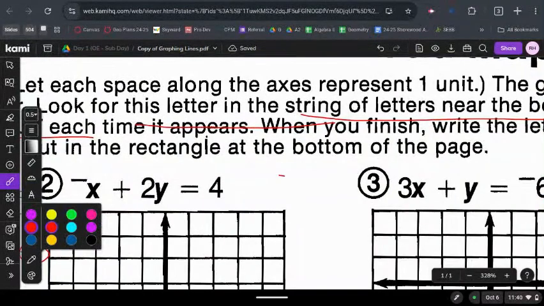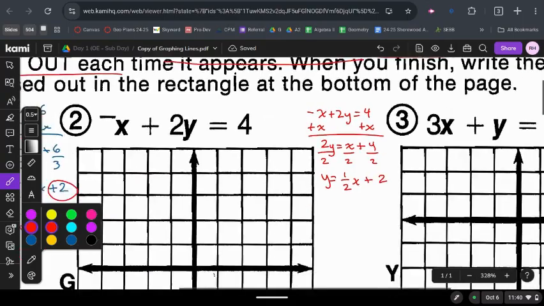So the second one is negative x plus 2y is equal to 4. So again, moving the x term over, it was minus x or negative x. I'm going to add an x to both sides. 2y is equal to x plus 4. Divide everything by 2. And it's common for students to think that'll become a 2x, but it's 1 over 2x. When that 2 is on the denominator, it stays down there. 4 divided by 2 is 2.